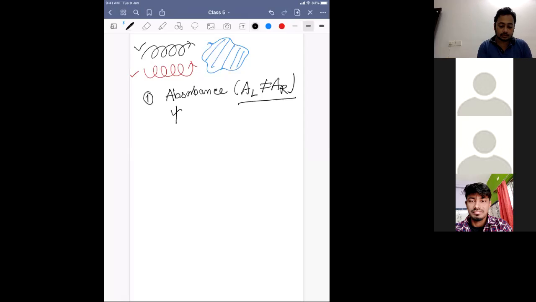Now what happens as a second interaction? The second interaction depends on the refractive index, and this refractive index is such that one of them is different than the other. NL and NR are different. Now the question is, why are NL and NR different? What is refractive index? Refractive index is nothing but a ratio of how fast the light is going with respect to how fast the light moves through vacuum.